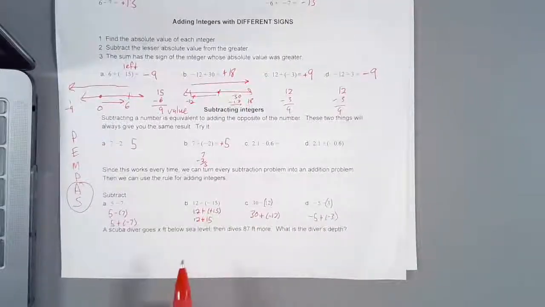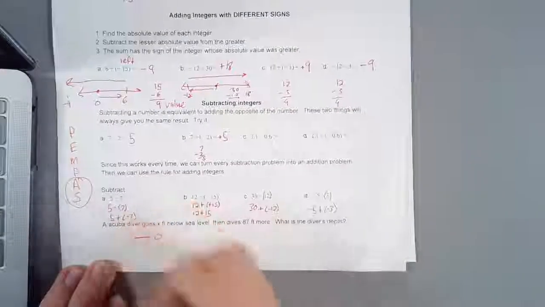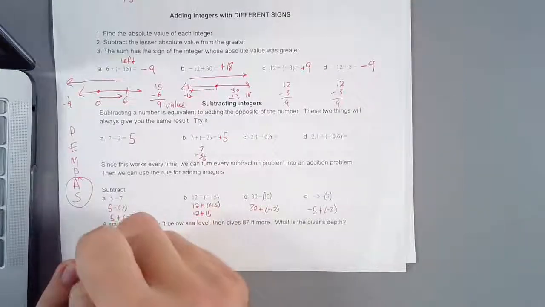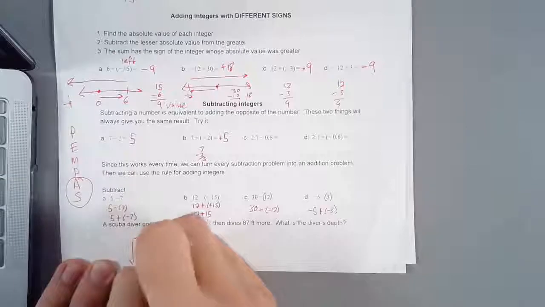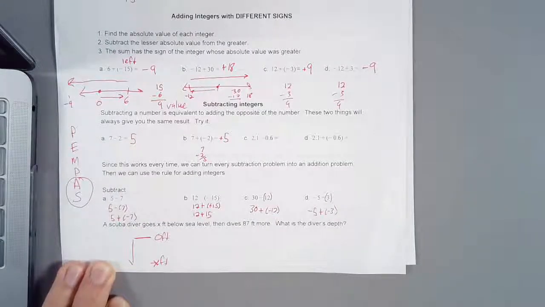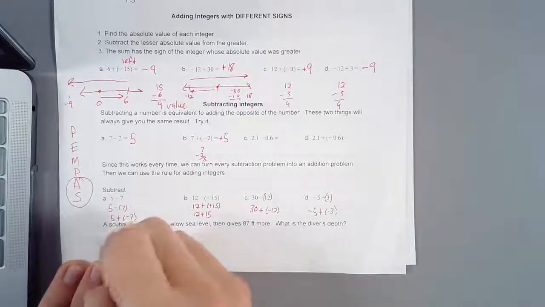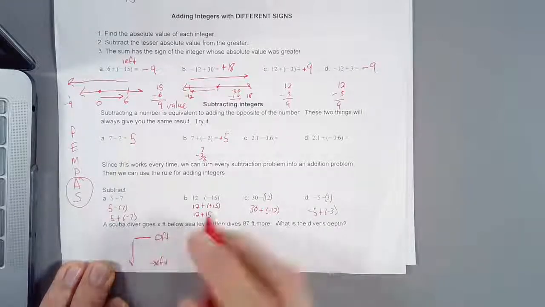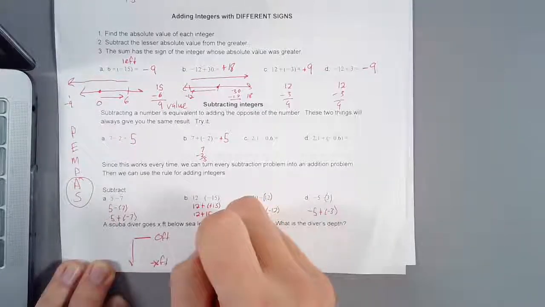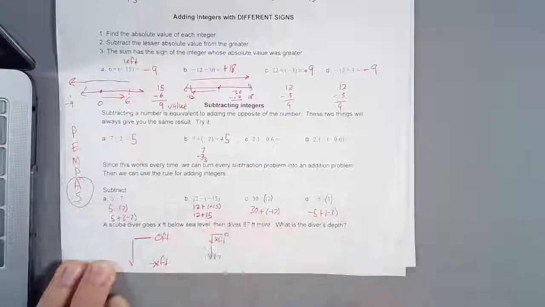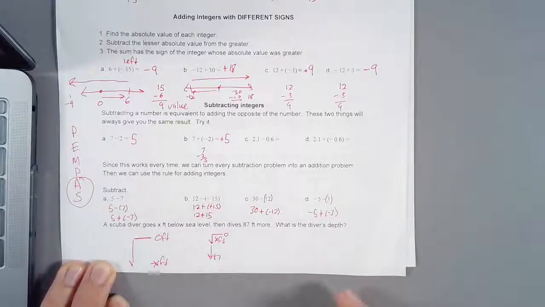So a scuba diver is going down below sea level. So if this is sea level and sea level is 0 feet, if I'm going down x, then I'm at negative x feet compared to sea level. And then I dive 87 more feet. So I'm going to go down even more. This drawing's not great because I didn't leave enough room. I'm at 0, I go down x feet, and then I go down 87 more. Where am I compared to sea level?